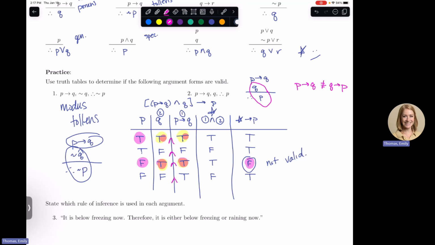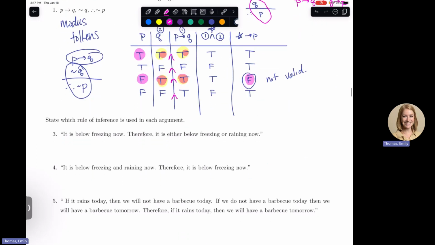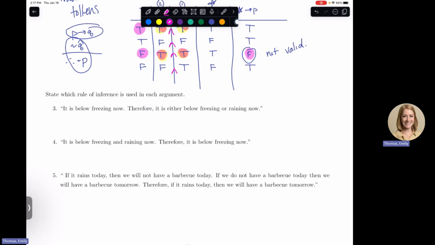Okay. So what we're going to do now on 3, 4, and 5 here is to decide which rule of this table at the top of the page that we're using. So it is below freezing now. And then I've got my therefore, so that means my bar in my column has and my argument has happened. It is below freezing now. Therefore, it is below freezing or raining now.